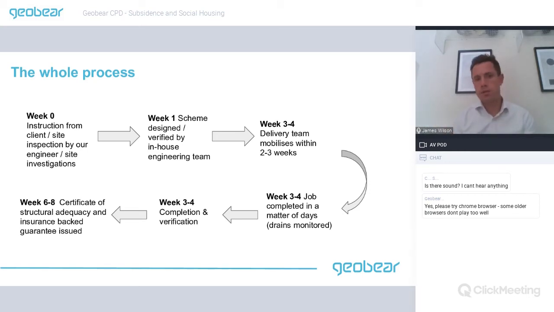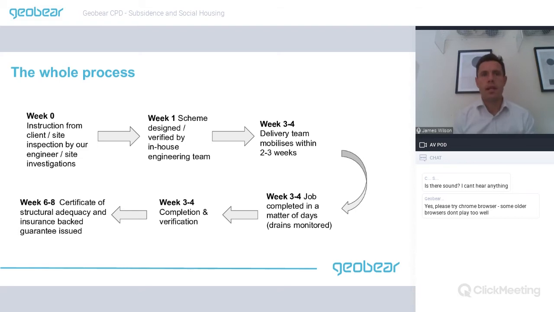We'd then take all that information, we'd design a scheme, and we have an in-house design team which would do that. Someone like me would be the person who would actually inspect the house in the first instance. And then our team of designers would verify that design and complete a design. And then we would quote it, and within 3 to 4 weeks of that initial instruction, we could mobilize a team to site to actually do the works.